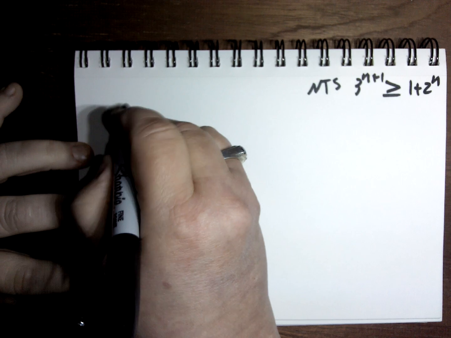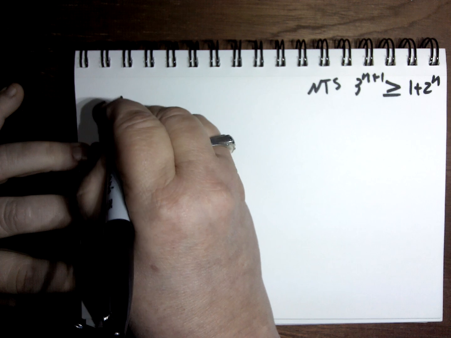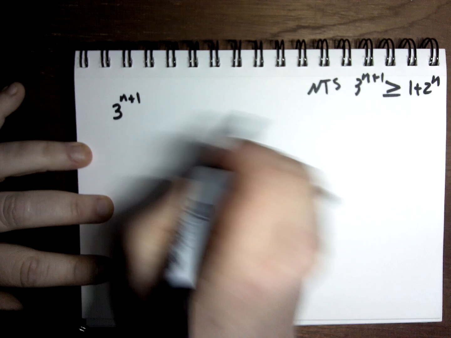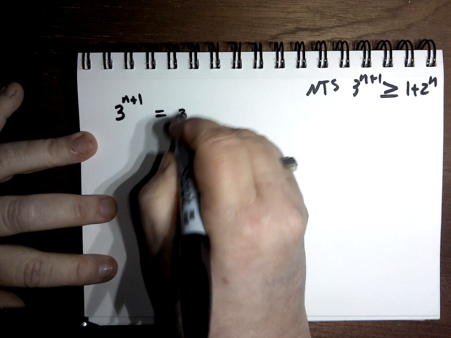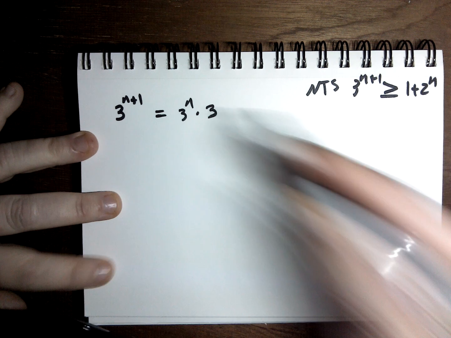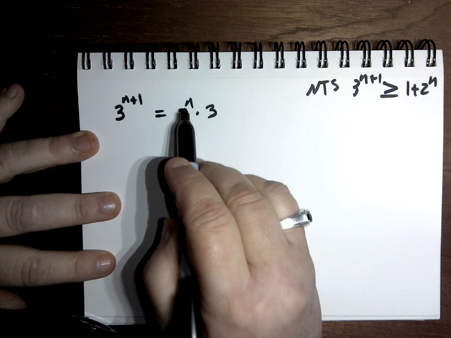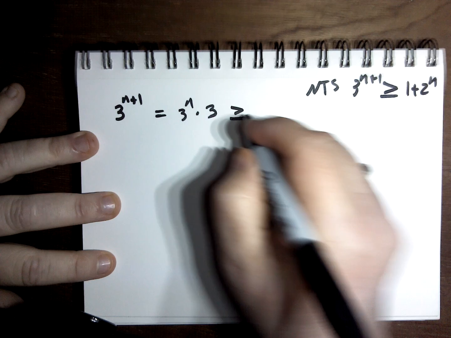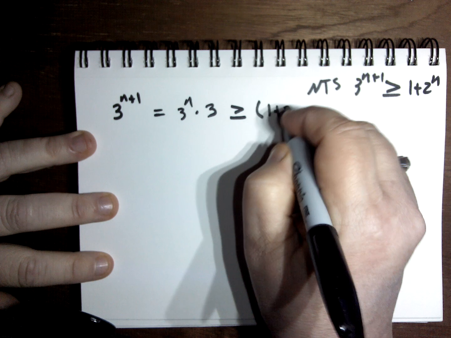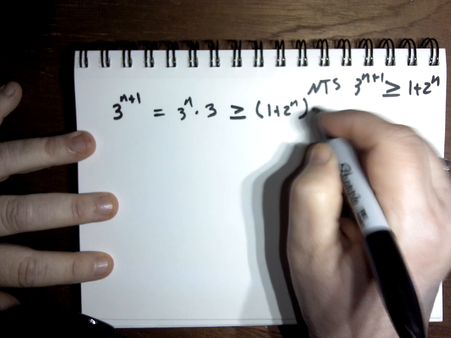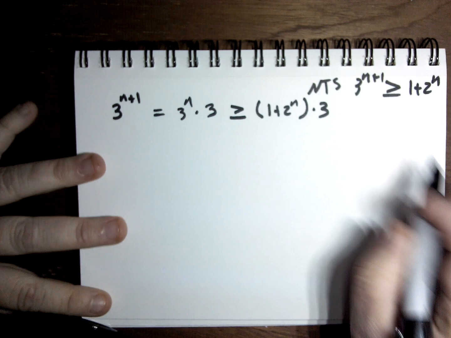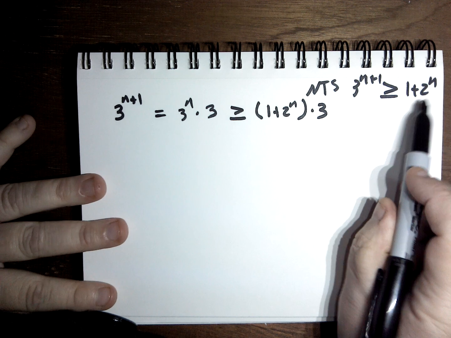I have 3 to the n plus 1. What's that equal to? Well, that's equal to 3 to the n times 3. Well, I know something about 3 to the n. I know that it is greater than or equal to 1 plus 2 to the n. And I'm going to run out of space.